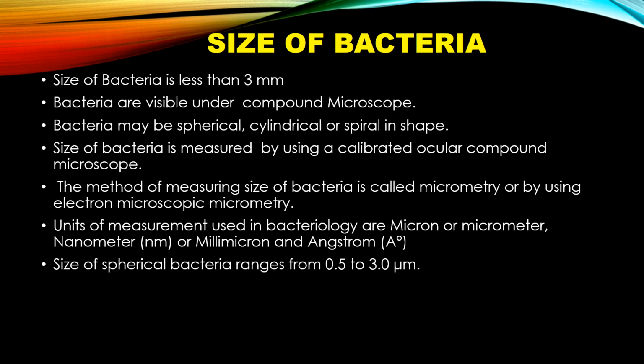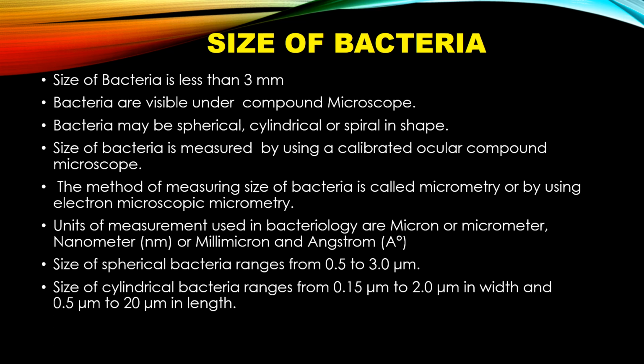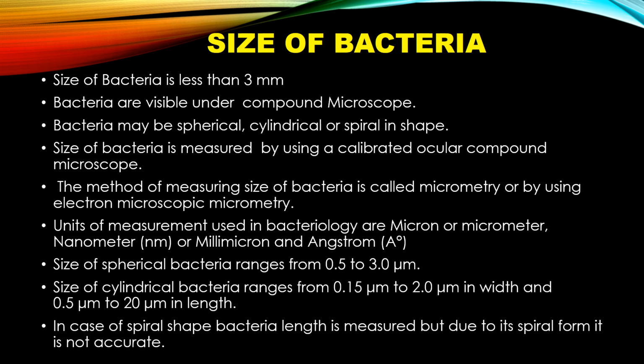Further, the size of spherical bacteria ranges from 0.5 to 3 micrometer. For spherical bacteria, the diameter is measured. Next, the size of cylindrical bacteria ranges from 0.15 micrometer to 2 micrometer in width and 0.5 micrometer to 20 micrometer in length. The length and width of cylindrical bacteria are measured. Next, in case of spiral shaped bacteria, length is measured, but due to the spiral form, it is not accurate.